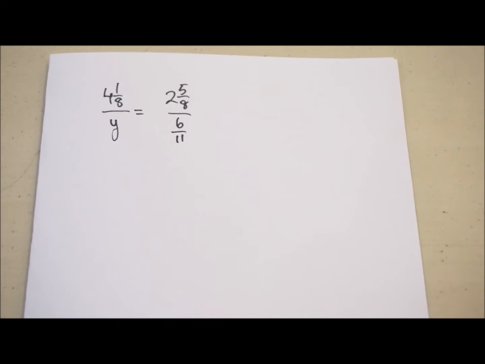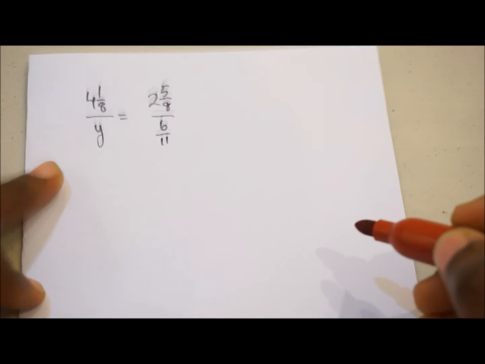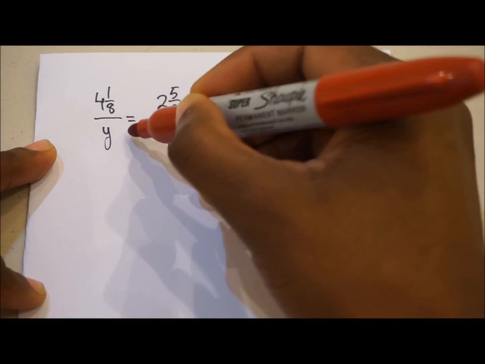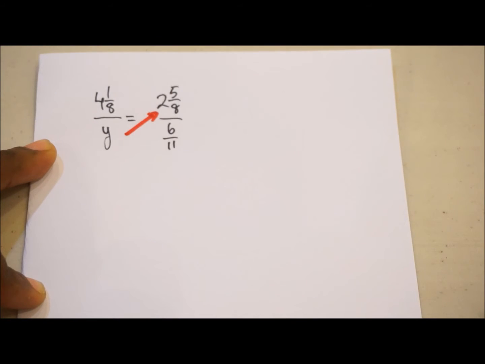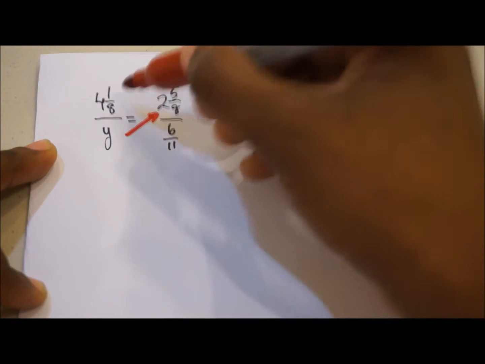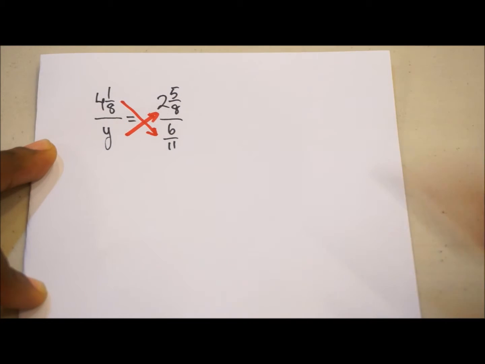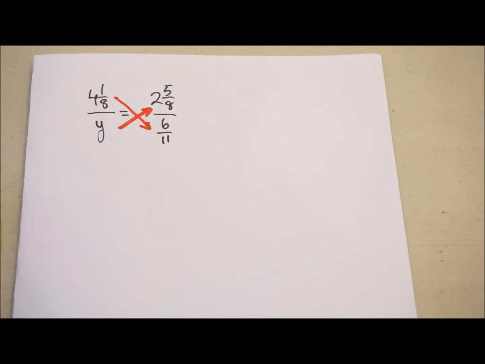Here's a more complicated proportion problem. Although it looks more complicated, the exact same techniques can be used to solve this problem. If this problem is asking me to solve for y, I will apply exactly the same procedure. I need to cross multiply. Therefore, I would do y times 2 and 5 over 8, and then 4 and 1 over 8 times 6 over 11. And from there, I will continue.